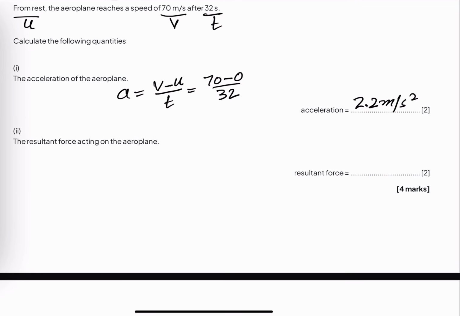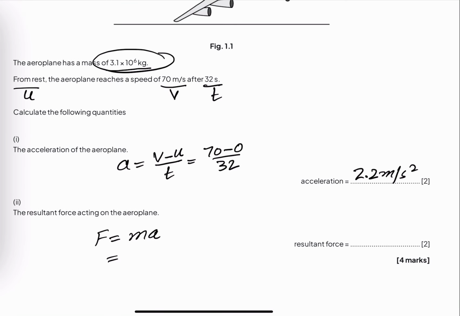Next, we have to find the resultant force. For resultant force, we have the relation F = ma. The mass was given in the question, that is 3.1 × 10^6, and the acceleration is 2.2. Multiplying both of them, we get 6820000 Newton.